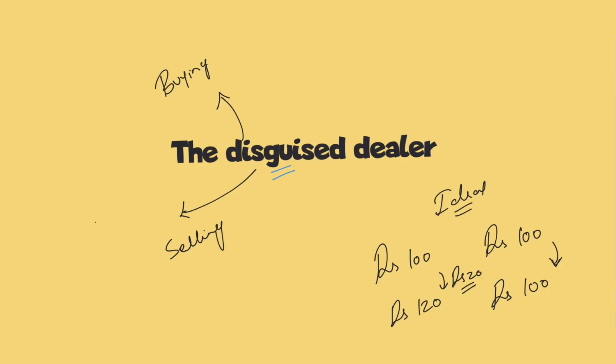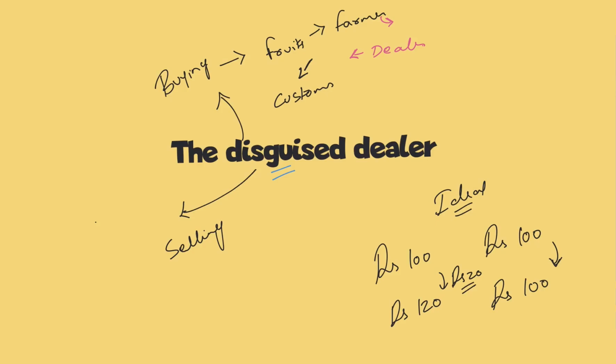Let's say this dealer is buying fruits. He buys fruits from the farmer, and he sells them to the customer. And this is your dealer. What is the disguise that he is doing here? He is doing a disguise first with the farmer. This is called a buying disguise.